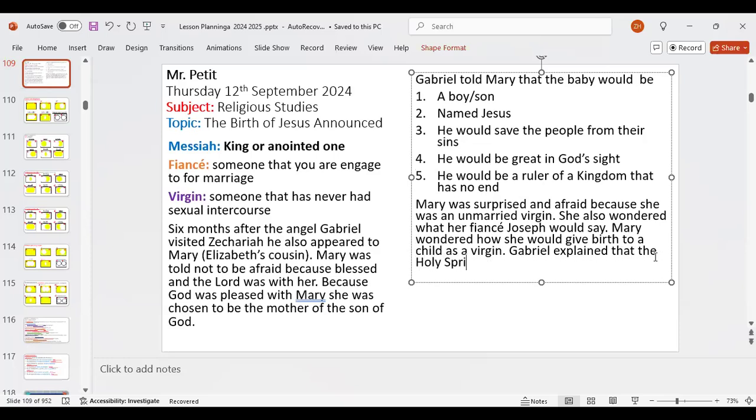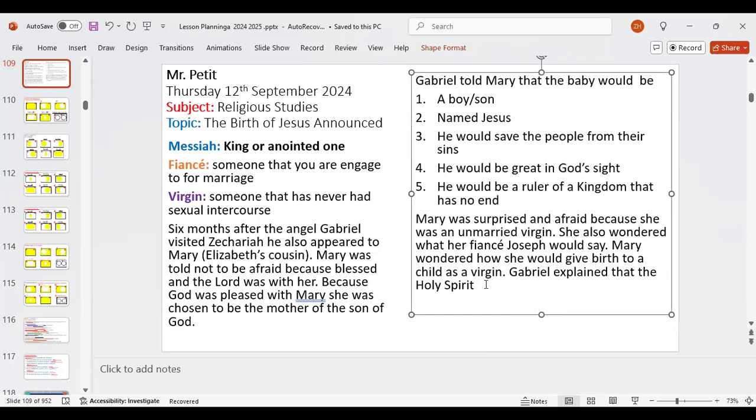Mr. T, I have a question. On number 5, it says he'll be a ruler of a kingdom that has no end. What does it mean by no end? That goes forever and ever and ever. Yes, sir.